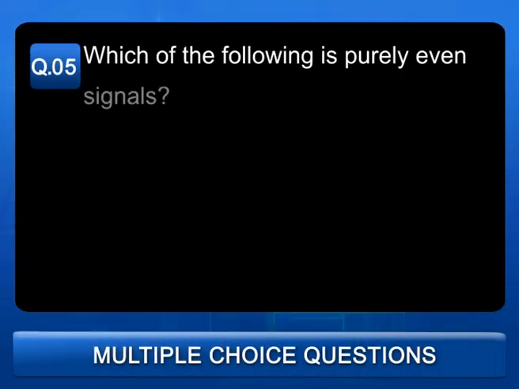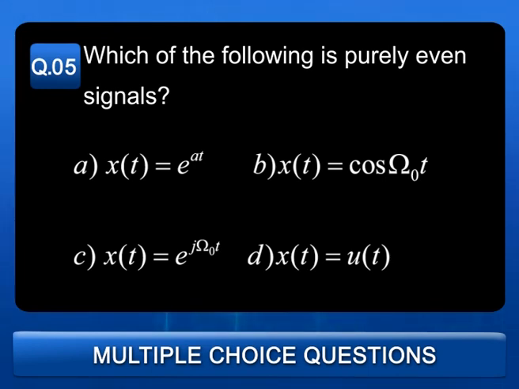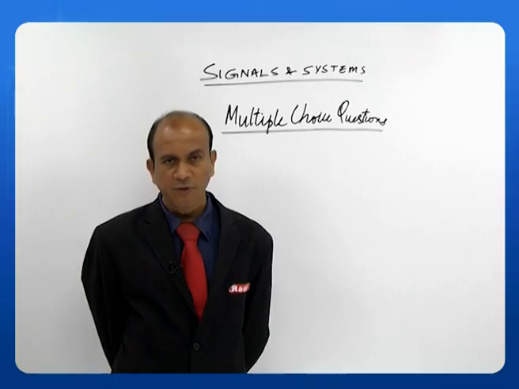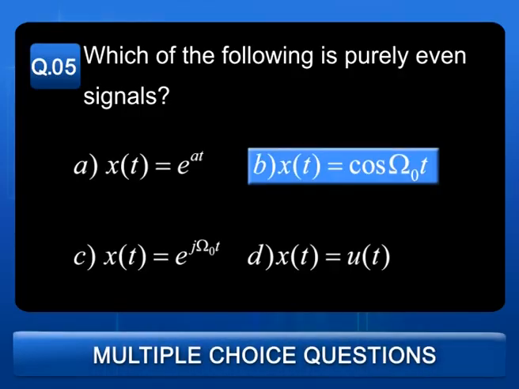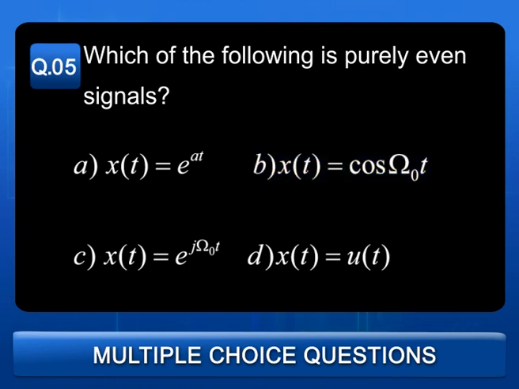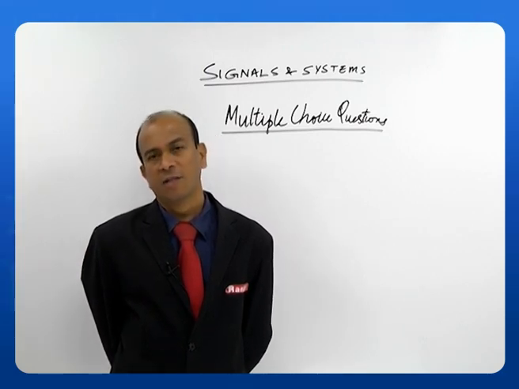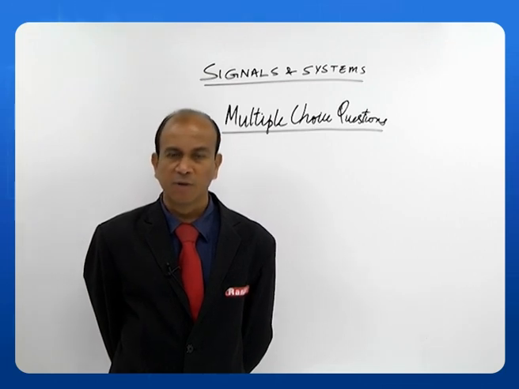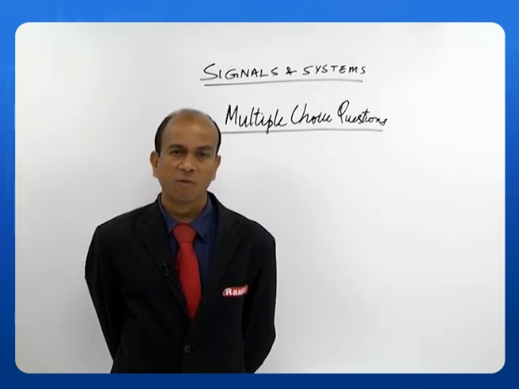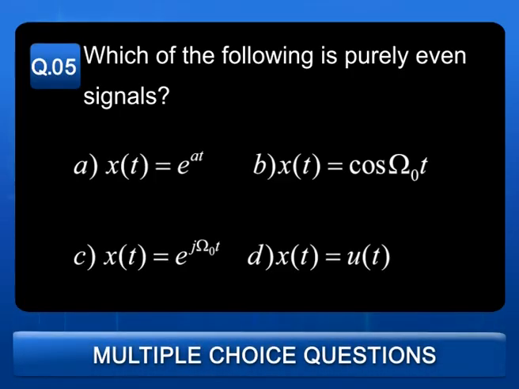Fifth question, which of the following is a purely even signal? The choices are A, x of t is equal to e to the power of at; B, x of t is equal to cos omega naught t; C, x of t is equal to e to the power of j omega naught t; D, x of t is equal to u of t. Which of them is a purely even signal? The answer is x of t is equal to cos omega naught t, the pure even signal. Just look at C also. C also happens to be a complex exponential signal, but we are talking about a purely even signal. So we talk about cos being a pure even signal. So the answer is B.